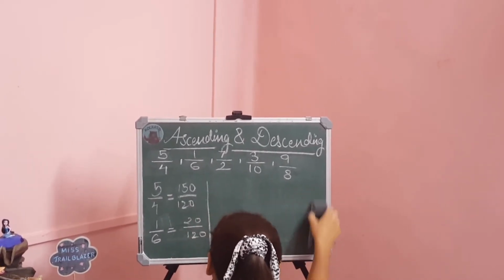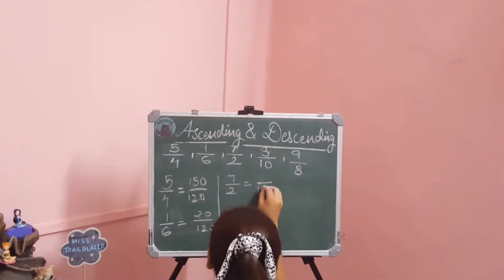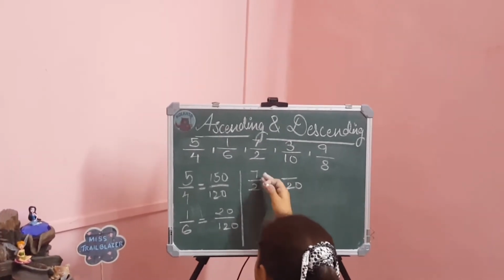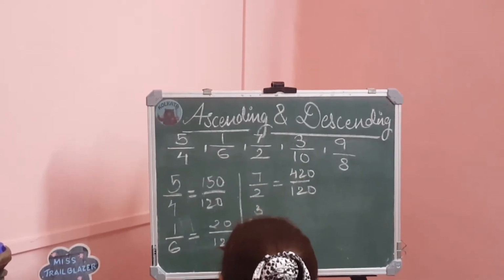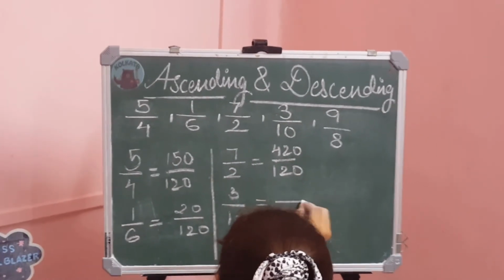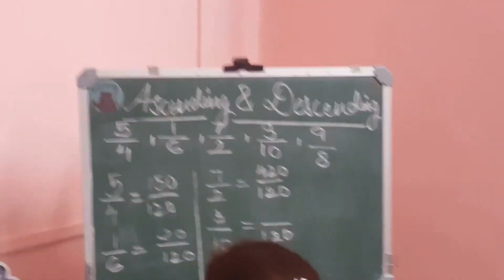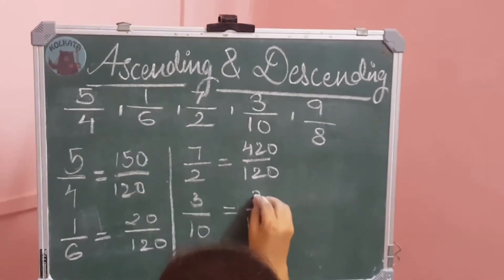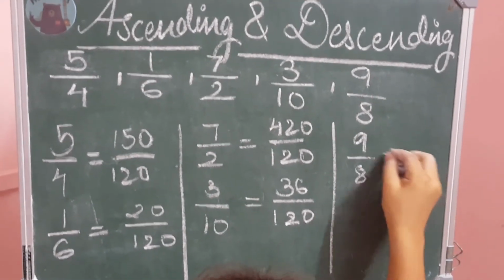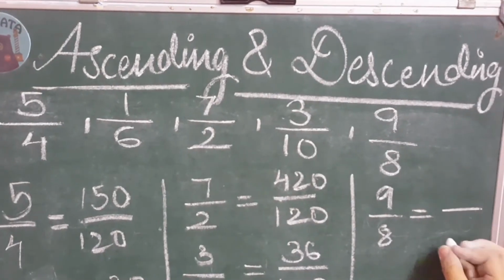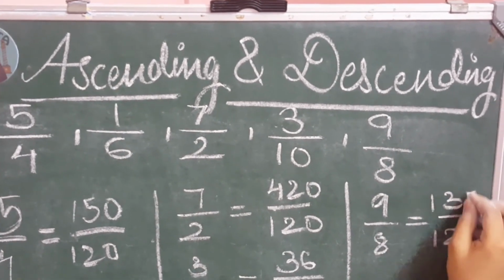Let us take 7 by 2. 2 into 60 is 120. So 60 into 7 is 420. Now next we have 3 by 10. 10 into 12 gives us 120. So 3 into 12 gives us 36. And last we have 9 by 8. 8 into 15 is 120. So 9 into 15 is 135.